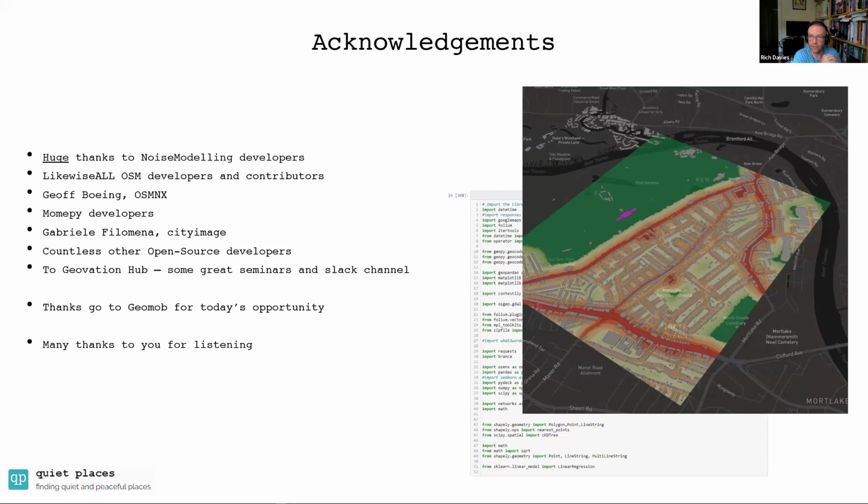I'm just acknowledging a few of the people there. The noise modeling software that we use is written by a French university, and we're one of the few commercial users. And then all of the OSM developers and contributors, really fantastic. And these data are readily available and downloadable in an easy form. And there are a few other people there: Geoff Boeing for his OSMnx library, which is fantastic, momepy and Gabriel Filomena, and countless other open source. You can see from the screenshot behind that we use quite a lot of libraries in this process. And thanks obviously to Geomob for allowing us to present this.